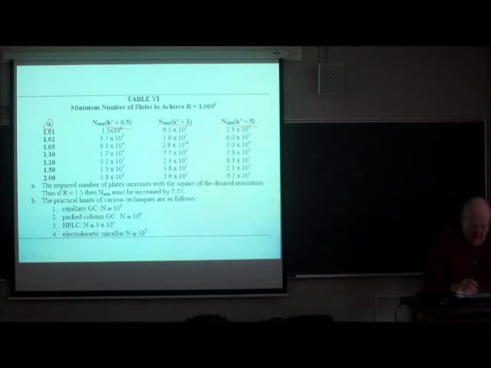Now, if k prime is a half, and alpha is 1.01, this says that you need 1.5 million plates to do the job, to get to a resolution of 1. Now, 1 is not a perfect separation. If the k prime is somewhat bigger, if it's 1, gee, the number of plates needed drops by almost a factor of 2, down to a mere 650,000 plates. And if you jack the k prime all the way up to 5, the number of plates drops to 230,000.